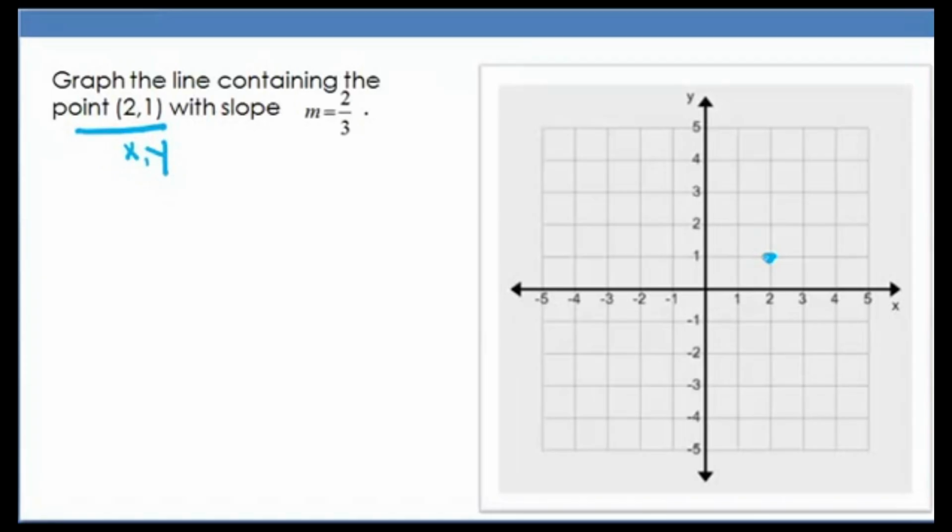Right. Step 2, we're going to use our slope to count from that point to make a new point. Remember, our numerator is vertical change and denominator is horizontal change. So from our point, we have a positive 2. We're going to go up 2 or rise 2, and then we're going to go across to the right 3. 1, 2, 3. Make a new point. And then we'll connect the points to draw our line.